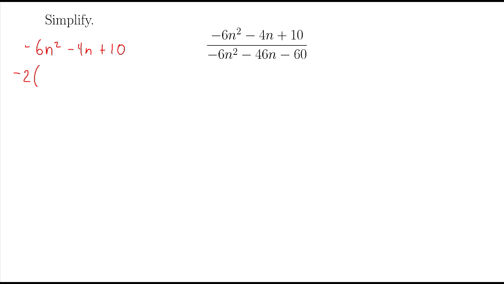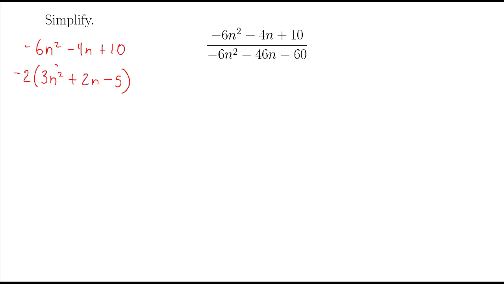Negative 6n squared divided by negative 2 is positive 3n squared. Negative 4n divided by negative 2 gives me positive 2n. And 10 divided by negative 2 gives me a negative 5. So we have negative 2 times 3n squared plus 2n minus 5. Now we need to factor 3n squared plus 2n minus 5.